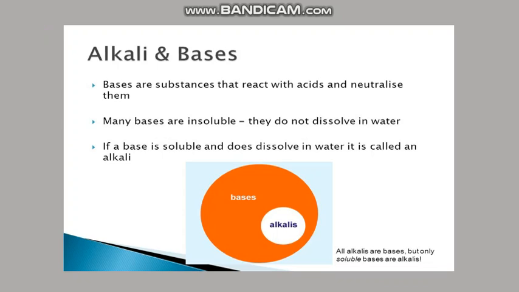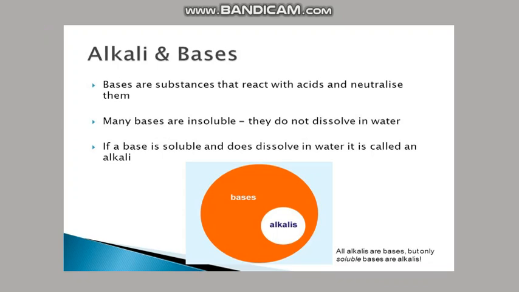Bases are substances that react with acids and neutralize them. Many bases are insoluble. They do not dissolve in water. If a base is soluble and does dissolve in water, it is called an alkali. Bases are the chemical opposite of acids. Bases are metal oxides, and when they dissolve in water, they are called alkalis. So, alkalis are bases which are soluble.